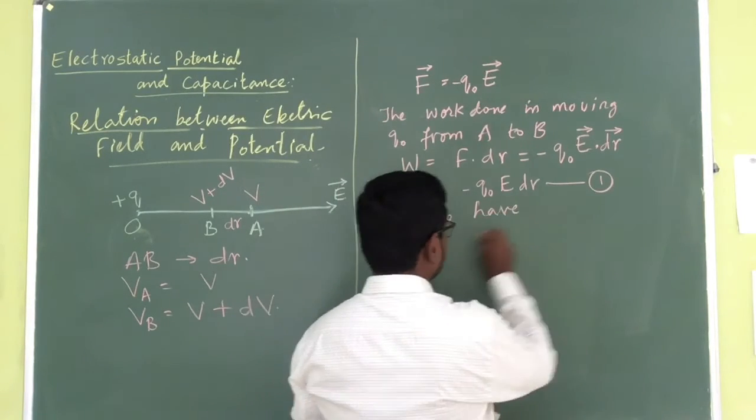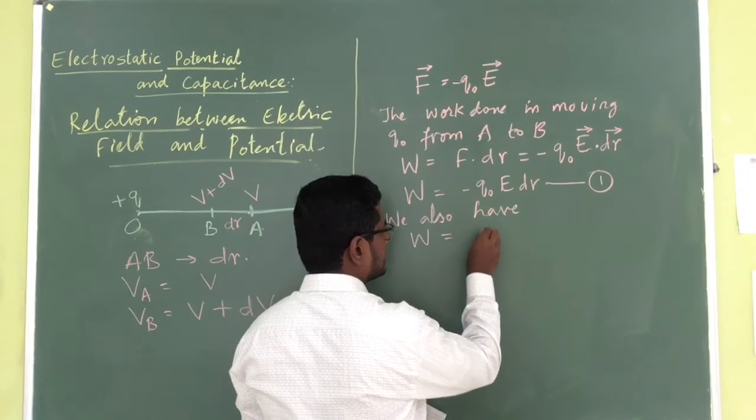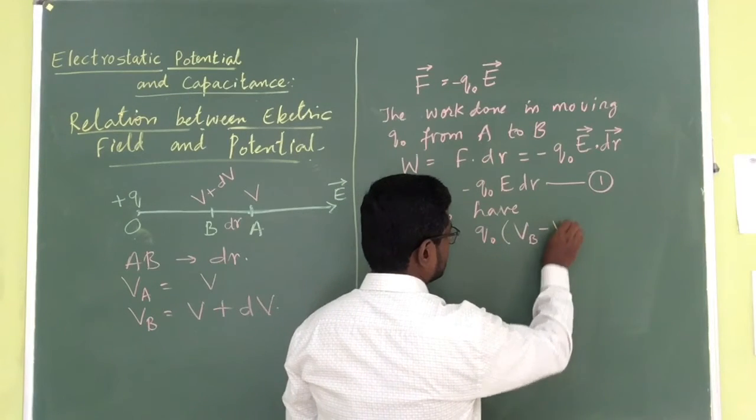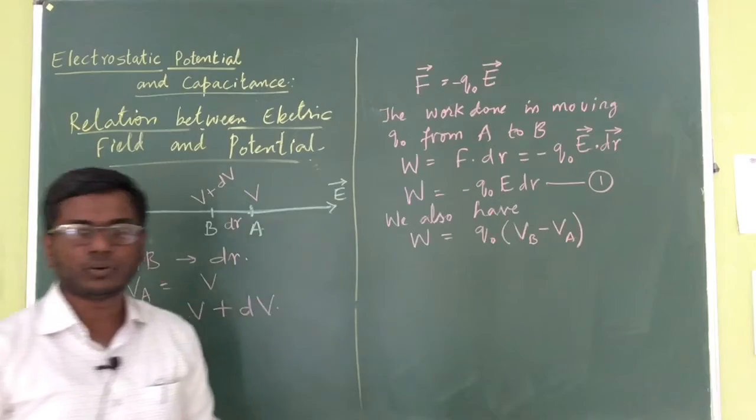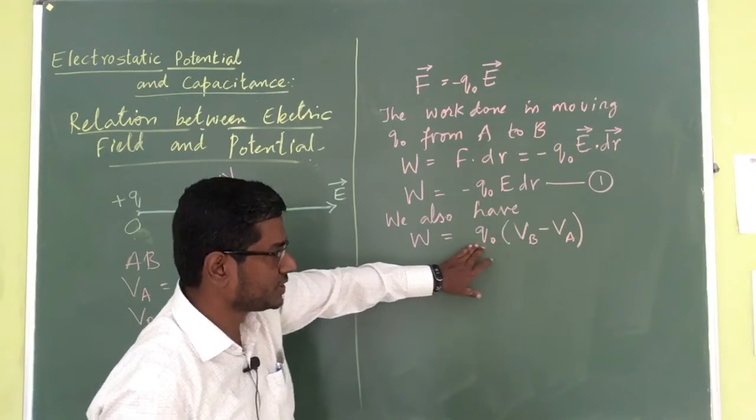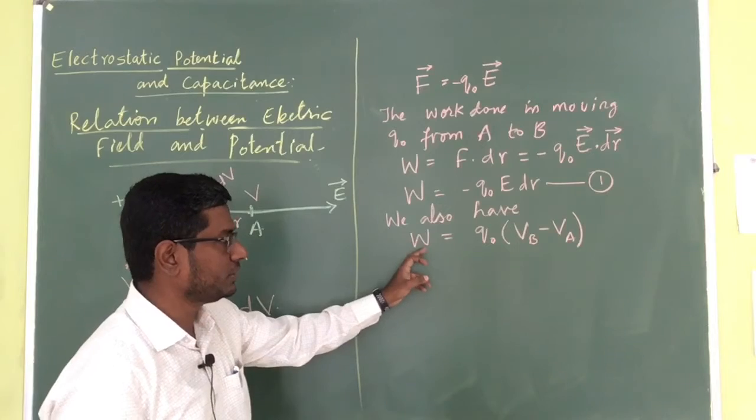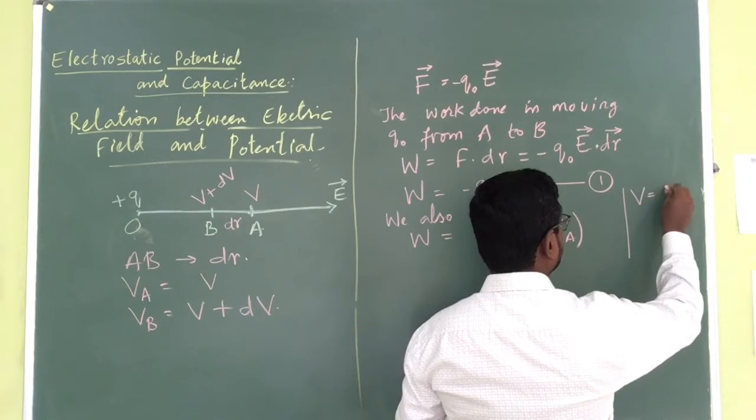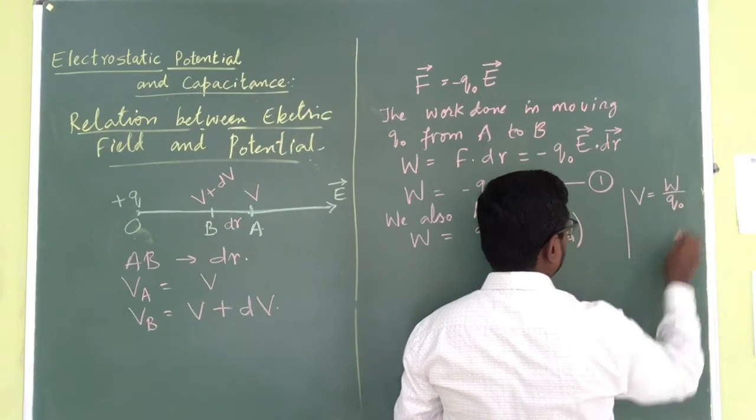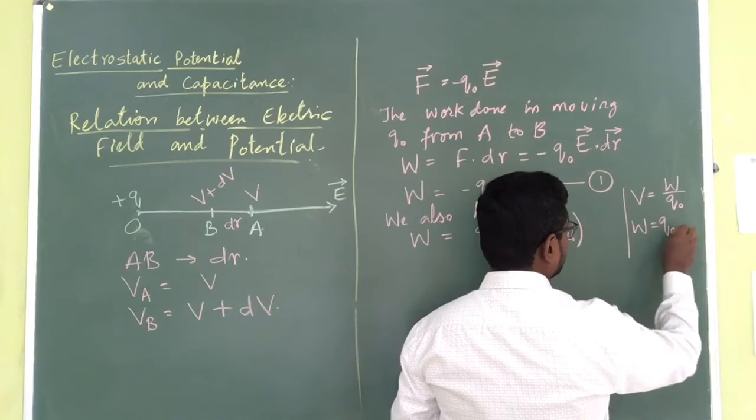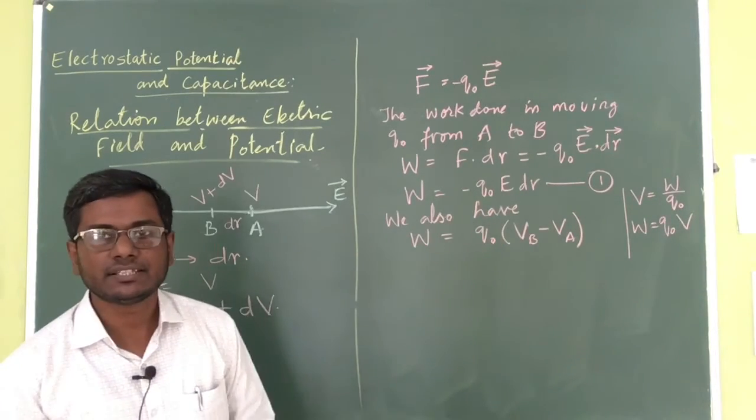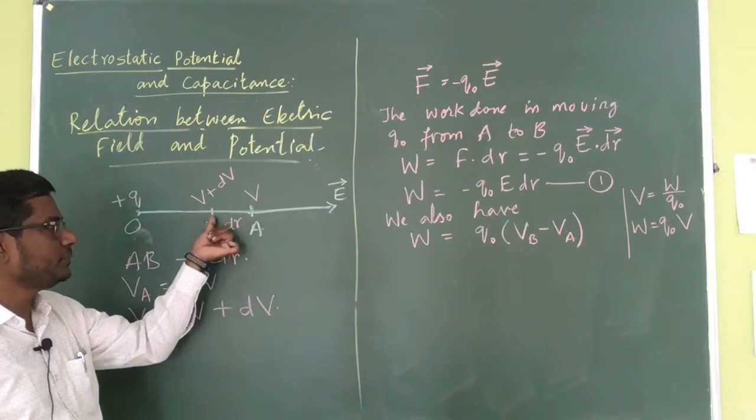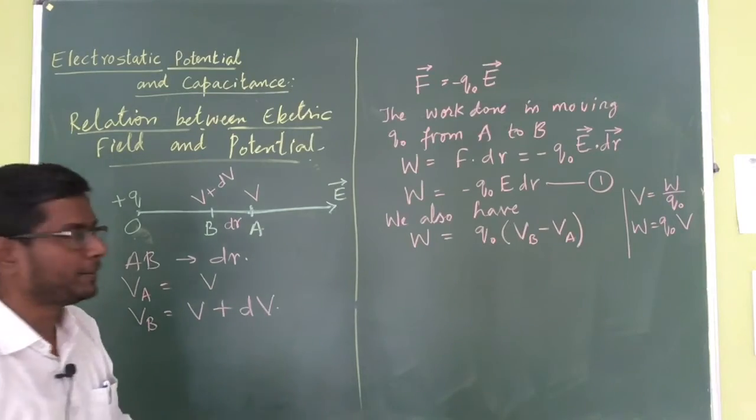W can also be written as Q naught into VB minus VA. So potential multiplied by the charge which we are going to move gives us the work, because ultimately what is the definition of potential? V is equal to W divided by Q naught. If I want W, it will be Q naught into V. What is the potential here? It is the difference of the potentials at point A and point B, so we take VB minus VA.